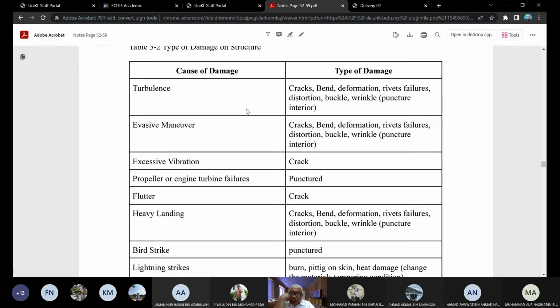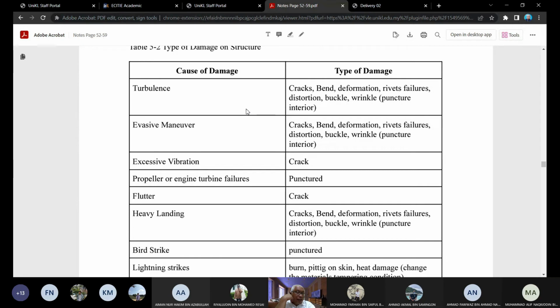Evasive maneuver, you may see the same thing. Crack, excessive vibration causes crack. You can see a video on A380 when they did the flutter flight test at Mach 0.92. They experienced severe vibration and abandoned the test. They brought the aircraft back to the hangar, inspected it, and found a big crack around the main landing gear area. So they had to fix the crack, and they flew again. They got Mach 0.96.